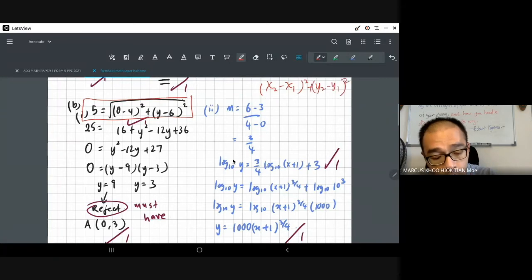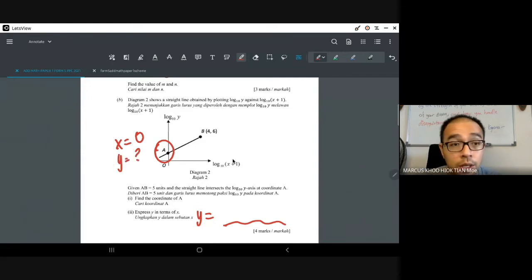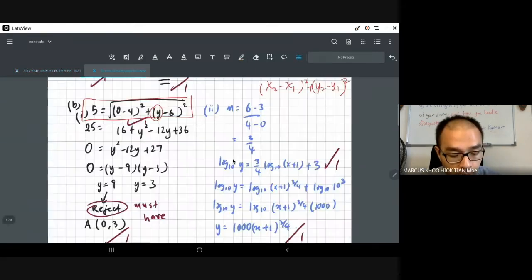And the only thing you don't have is the y coordinate. Right? Because over here, the x coordinate is 0. Only the y coordinate I don't know. So I can use that to find the y coordinate. Okay, right over here. There are 2 possible answers: there's 9 and there's 3. And I want to see you rejecting the 9.